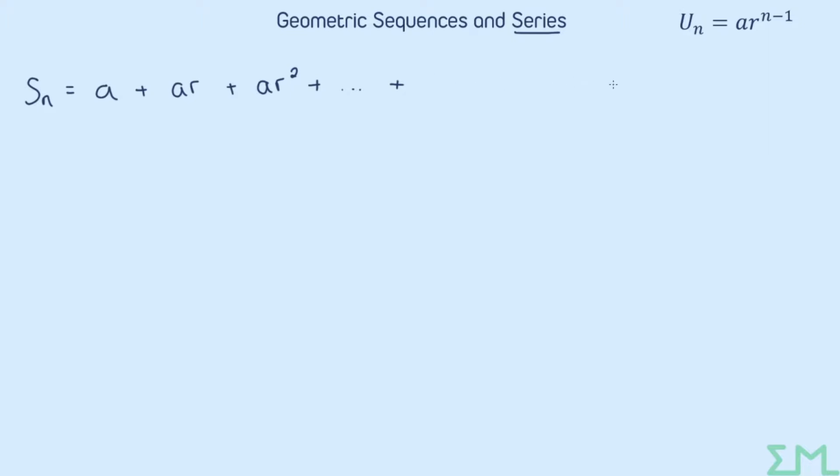We know that our last term is going to be AR to the n minus 1. So let's have AR to the n minus 3 plus AR to the n minus 2. Just remember that you are ending on AR to the n minus 1, not AR to the n. It's always one less because we start with R to the 0.